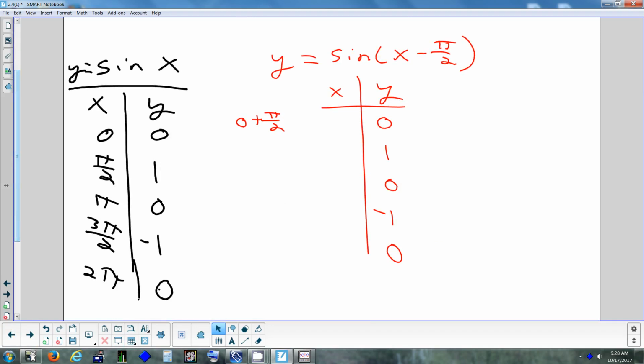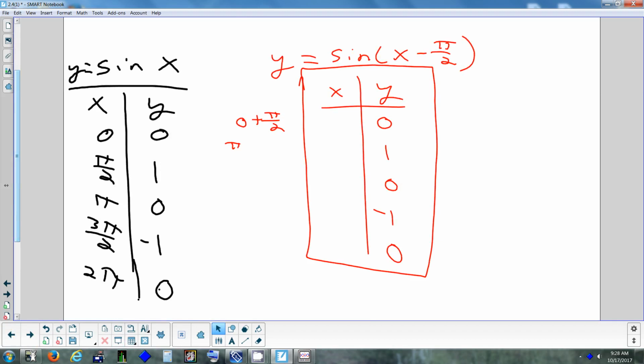So off to the side, I'm going to put the calculation. What I would actually be grading is inside that box. So 0 plus pi over 2. Pi over 2 plus pi over 2. Pi plus pi over 2. 3 pi over 2 plus pi over 2. And 2 pi plus pi over 2. You are adding pi over 2 to everything. Okay, so the first one is pretty straightforward. 0 plus pi over 2 is just pi over 2.